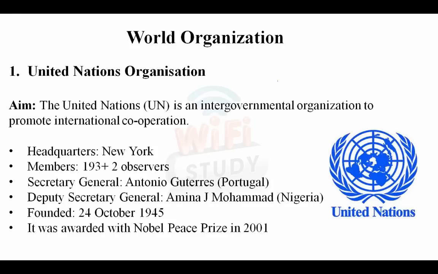So let's start from the world's largest organization, that is the United Nations organization. What is the aim of the United Nations? The United Nations is an intergovernmental organization to promote international cooperation. This organization was made to promote international cooperation between nations, and its headquarters is in New York. The members of this organization are 193 plus 2 observers, and the 2 observers are Holy See, that is Vatican City, and Palestine.